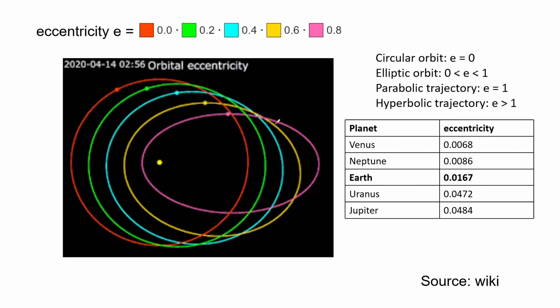Here we have different eccentricities. We see that for e equal to 0 appears a perfect circle. As it gets larger and larger in value of eccentricity, it will look more like an ellipse. For different eccentricities, they have different names. For eccentricity equal to 1, it has a parabolic trajectory, and for eccentricity greater than 1, it is called a hyperbolic trajectory. Here we have a table of eccentricity for different planets. Earth has an eccentricity of 0.0167, which results in the elliptical orbit we have now.